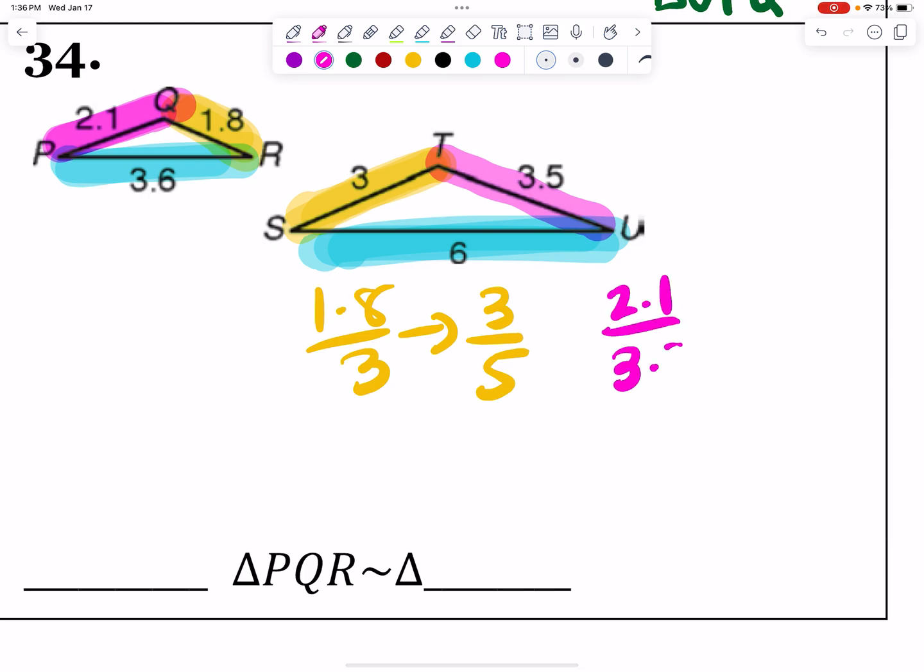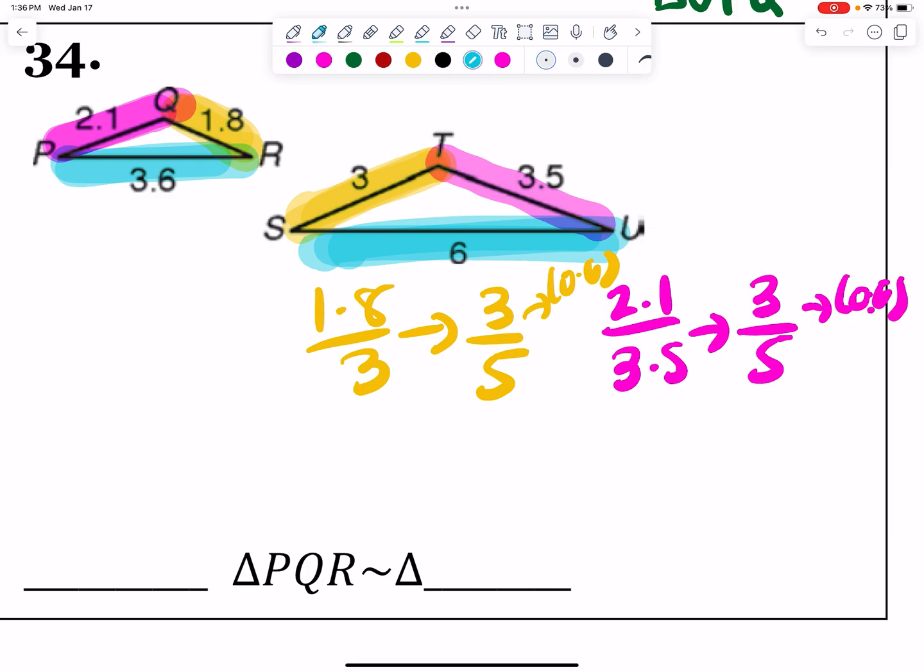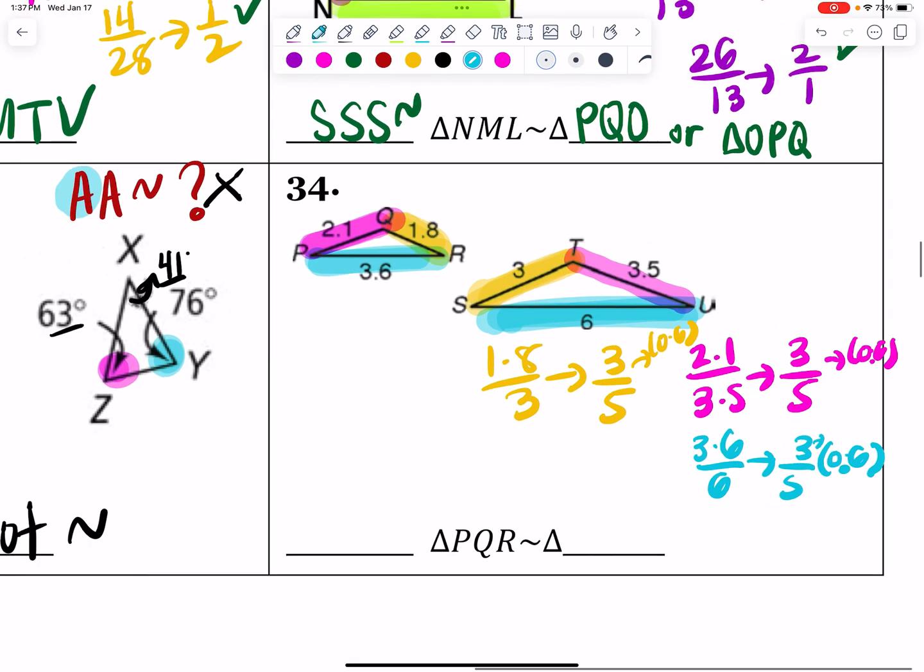2.1 over 3.5 is also going to be 3/5. As a decimal, that would be 0.6. Okay, so I'm going to write up here 0.6. Okay, so last but not least, we've got our blue pieces. So 3.6 over 6, when you divide that out, that's going to give you 3/5, which is also 0.6. So all of those we know for sure are going to be in the same proportion.